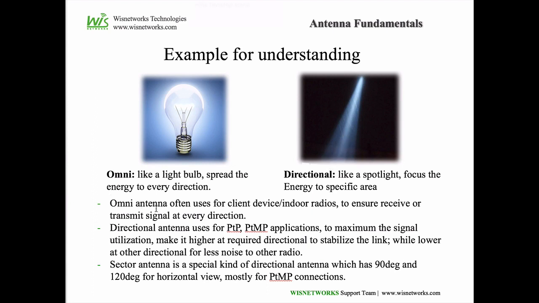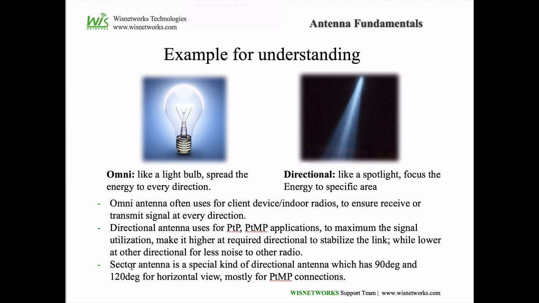We can see that omni antennas are often used for client devices or indoor radios. They need to ensure that they receive or transmit the signal in every direction. But a directional antenna is very suitable for point-to-point and point-to-multipoint applications, because only that point, only that direction, needs the signal. So it would utilize the power in that direction to make sure that direction would have the best power of the signal.